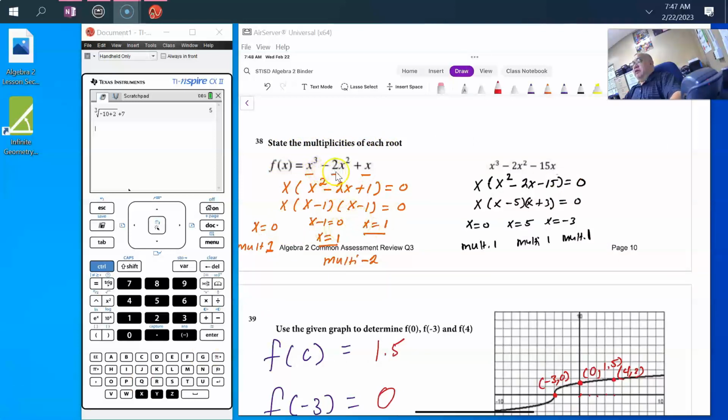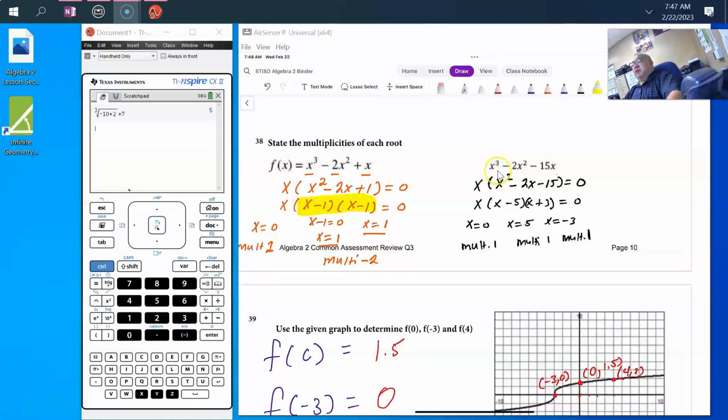We're going to find the greatest common factor. In this case, it's x. And we're left with x squared minus 2x plus 1. You're going to factor x squared minus 2x plus 1, and the factors of 1 are -1 and -1. And that tells you, when you have 2 factors that are the same, that's a multiplicity of 2. So these will have a multiplicity of 2.